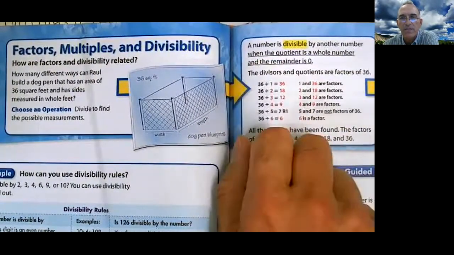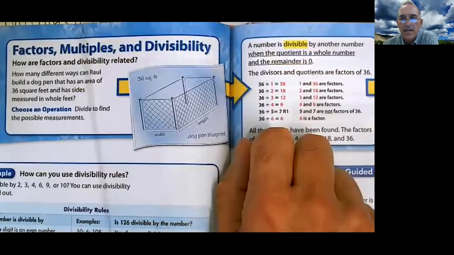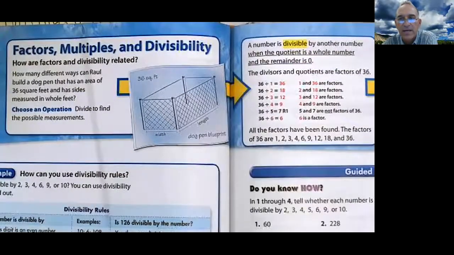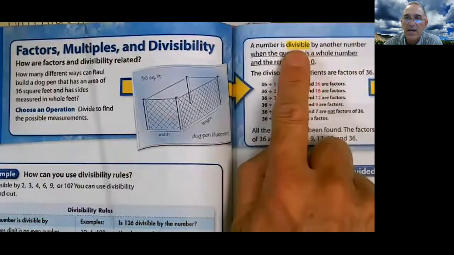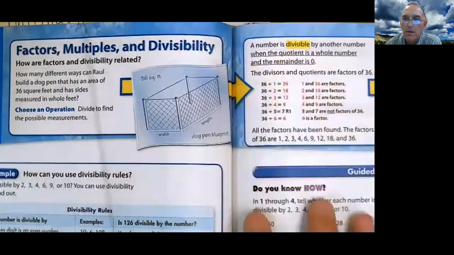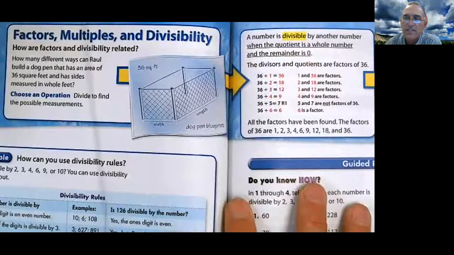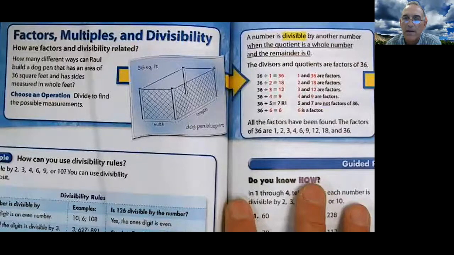Any number can be divided. You can divide any number by any other number, a decimal or a fraction, okay? But that's not what this says. It doesn't say, can it be divided by? Notice it says divisible, okay? A number is divisible by another number when the quotient is a whole number and the remainder is 0.